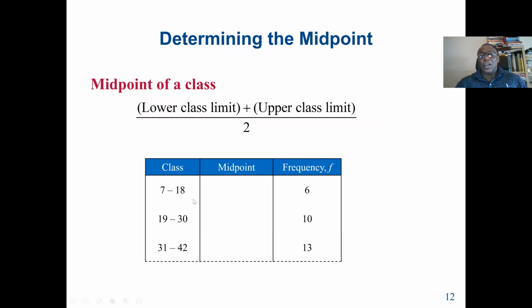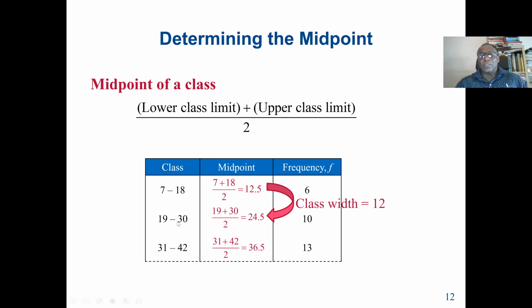The midpoint of a class would be, for example, I have between 7 and 18. I'll find the average, and that will be the middle of the class. So it will be the lower class limit plus the upper class limit divided by 2. The lower class limit is 7 plus the upper class limit is 18. That gives me 25 divided by 2, so 12.5.